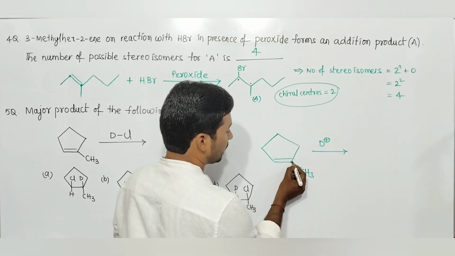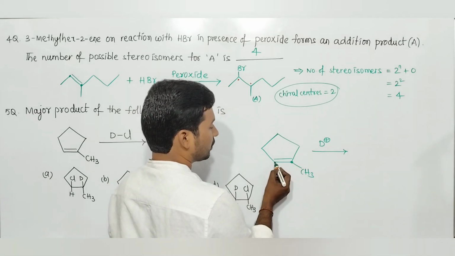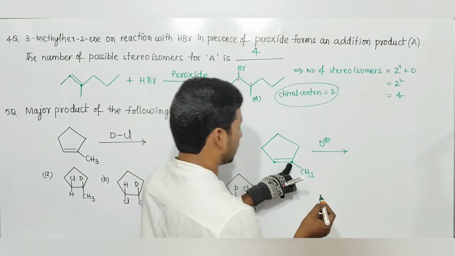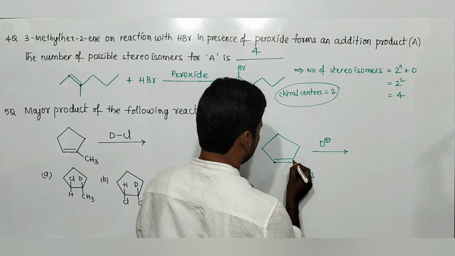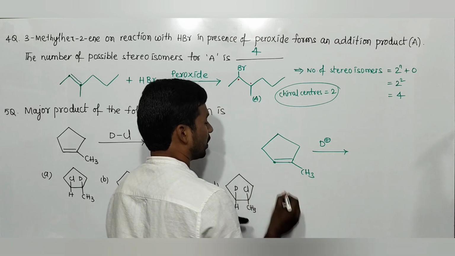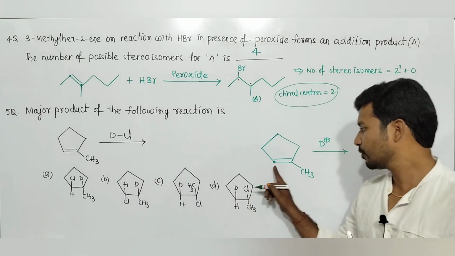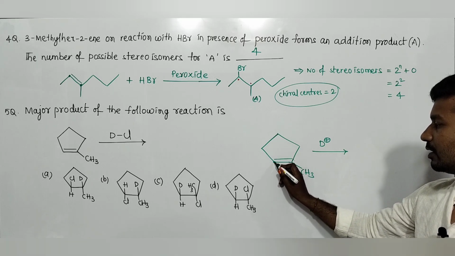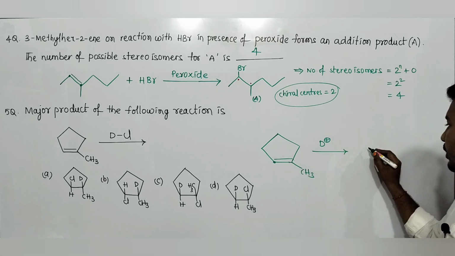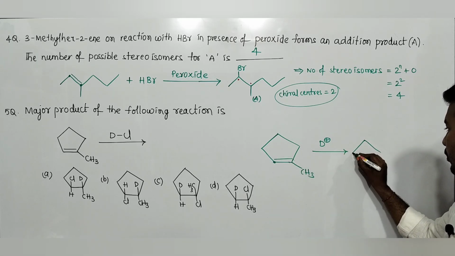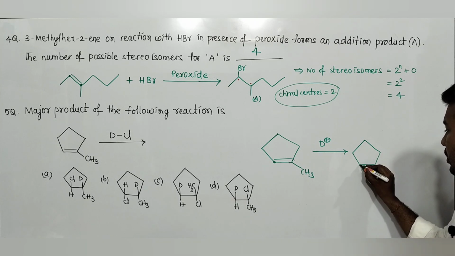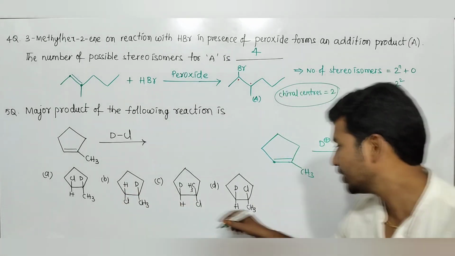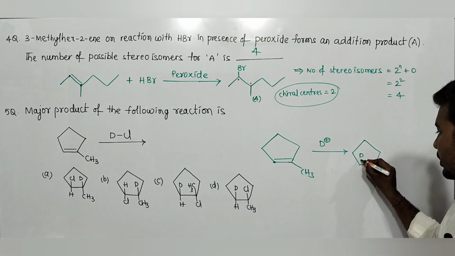D plus addition takes place according to Markovnikov's rule. So the positive part attaches to the double bonded carbon containing more hydrogen. So that means H plus is added here, both electrons shifted here, this attached to this one. Now here what will be the product? D. D may be upside or downside, but in all the products take D upside.